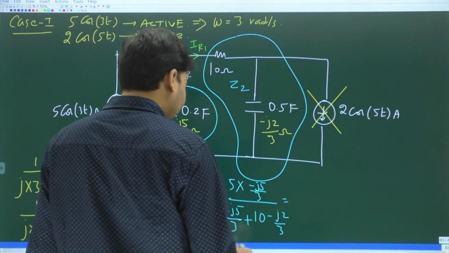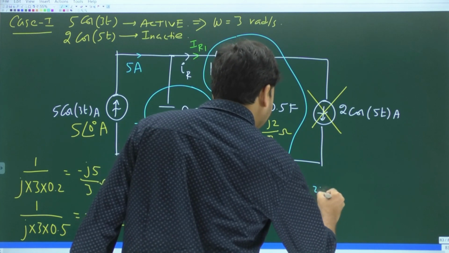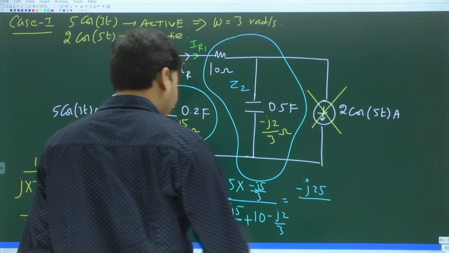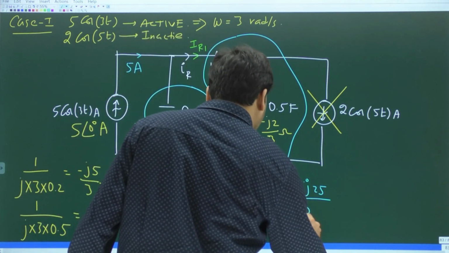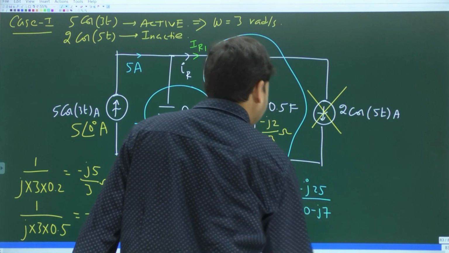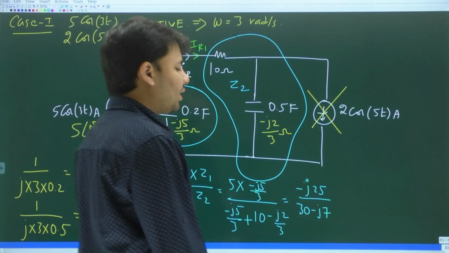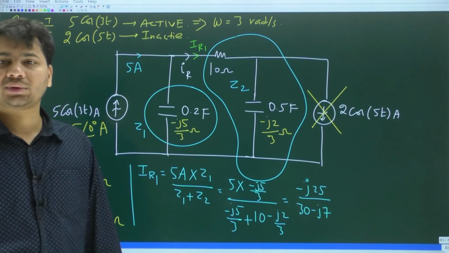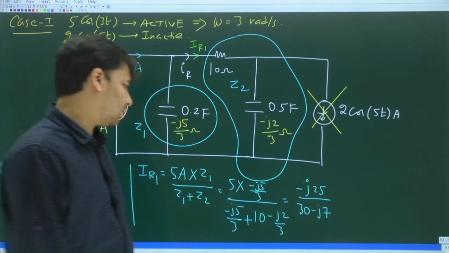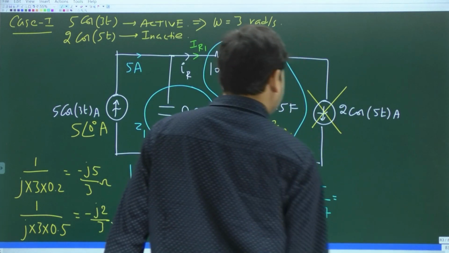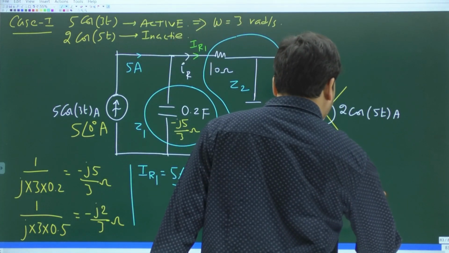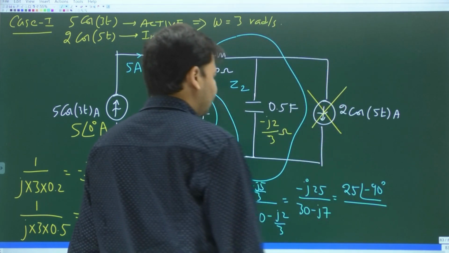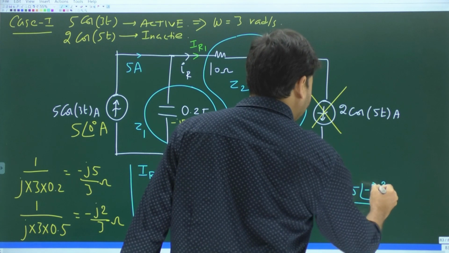5 into minus j5 is minus j25. Minus j25 divided by 30 minus j7. This is what I am getting. Again, this minus j25 can be written as 25 at an angle minus 90 degrees. Similarly, 30 minus j7 can also be written in polar form.